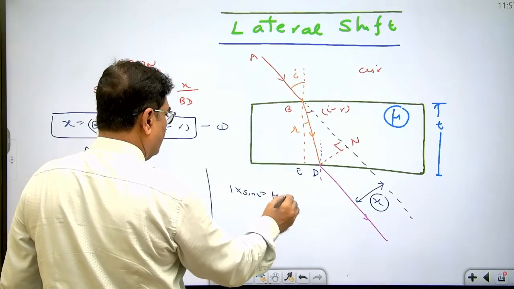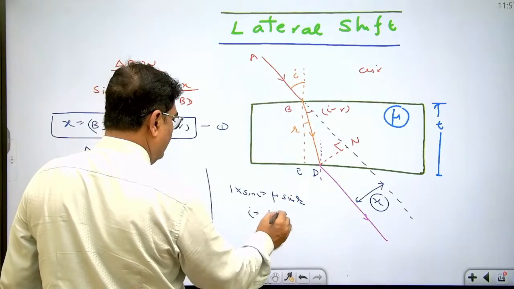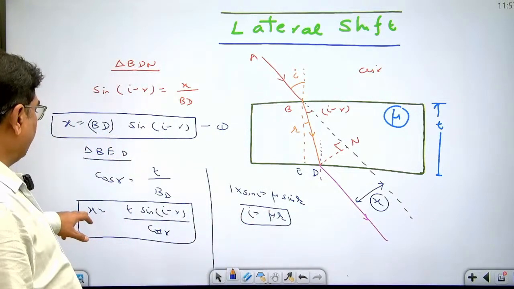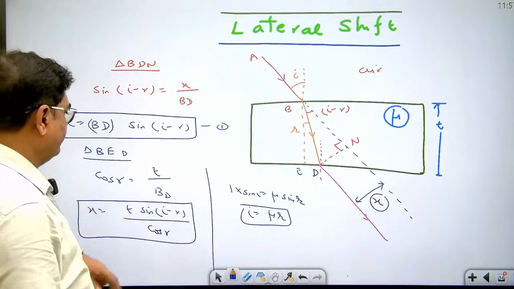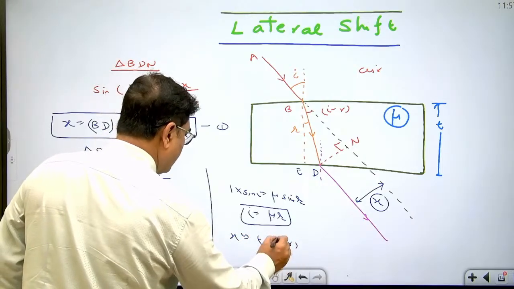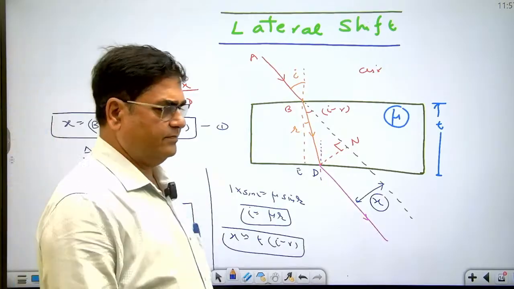1 into sin i equals mu into sin r. In case of small angle, i equals mu r. So you can calculate the values of i and r. In case of small angle of incidence, x equals T(i minus r). Okay. You can substitute all these values and find the lateral shift.